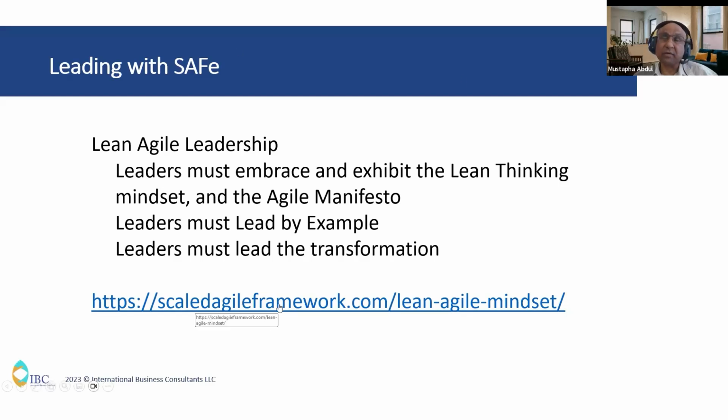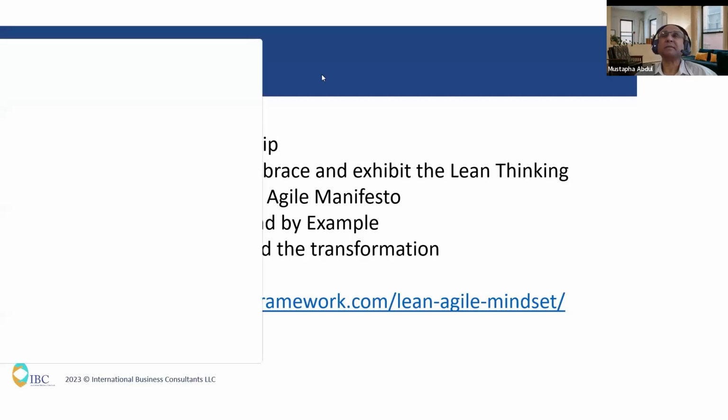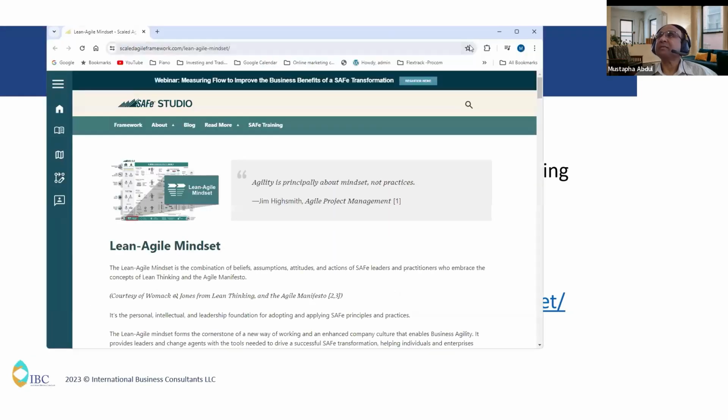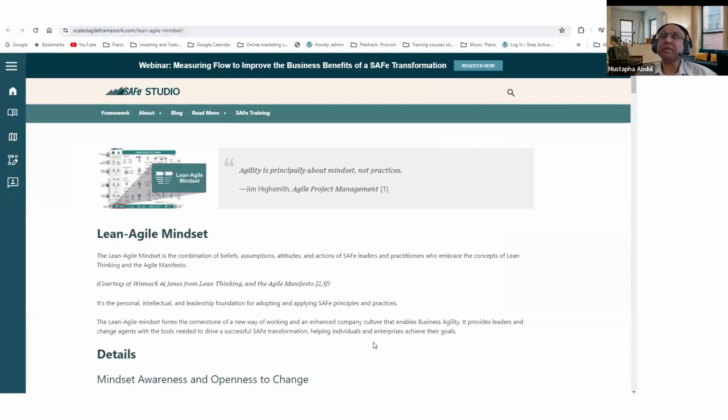If I open this link, if I could open it, you'll see what is said about it. Okay, I'll open it from here. See, as I said, there is an article behind every topic on the framework. It says, the lean agile mindset is a combination of beliefs, assumptions, attitudes, and actions of SAFe leaders and practitioners who embrace the concepts of lean thinking and the Agile manifesto.